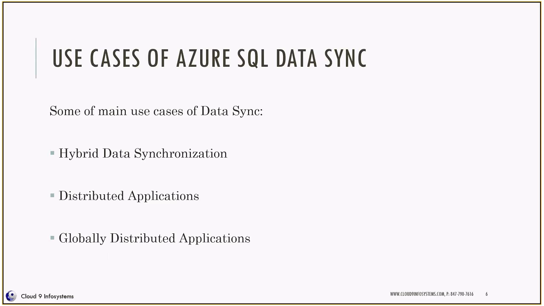The other use case is globally distributed applications, where many businesses span several regions and even several countries. To minimize network latency, it's best to have your data in a region closer to you. With data sync, you can easily keep databases in regions around the world synchronized.